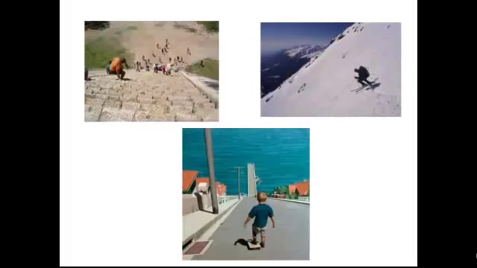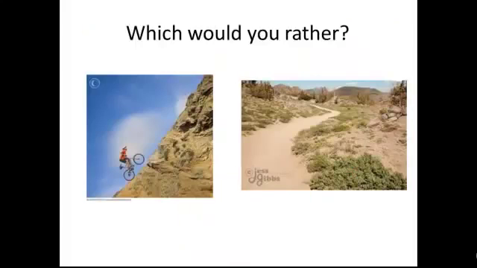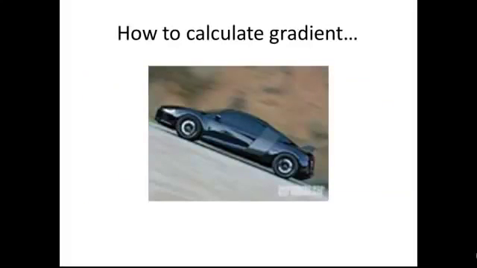These are just a few examples of slope in the real world. Which of these paths would you rather take? I imagine it would be the one on the right, as the one on the left is very steep. This means it has a large gradient, whereas the one on the right is almost flat, which means it has a small gradient. Let's look at how we actually calculate the gradient.